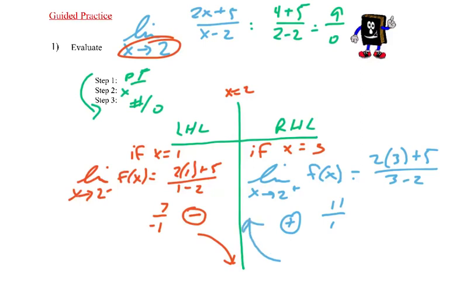So if the left side's getting more negative and the right side's getting more positive as we approach 2, that means that we are not approaching the same value. So along my vertical asymptote, the left side is going to negative infinity, the right side is going to positive infinity. So that means that my answer, the overall limit, does not exist. All right, cannot exist if they are approaching 2 different values.